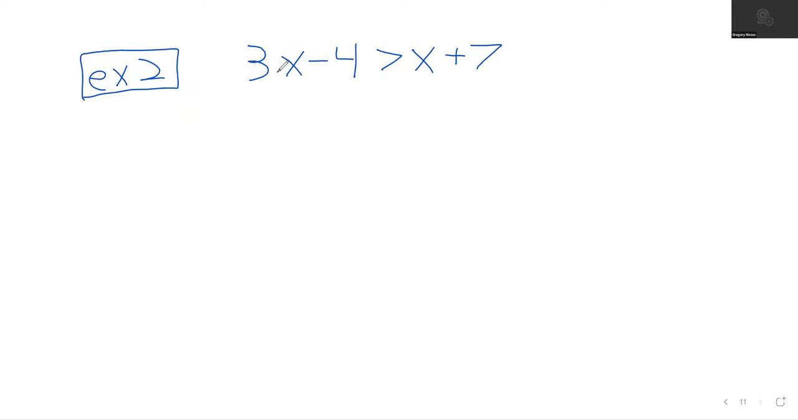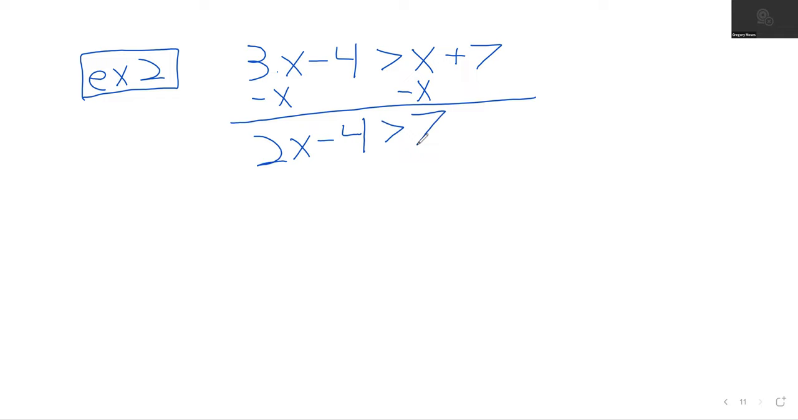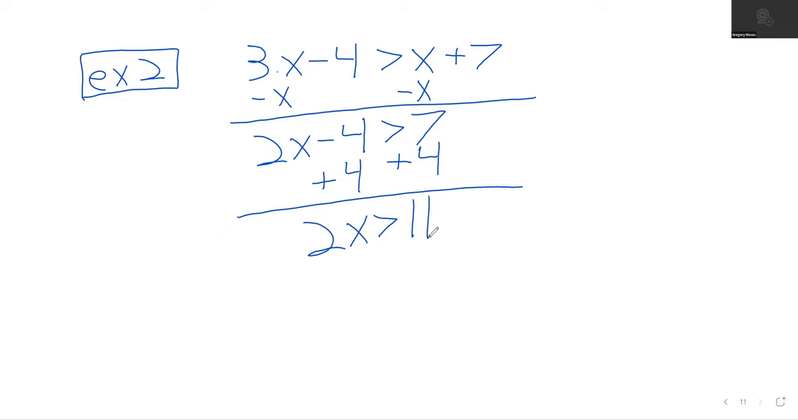But it might be easier to subtract the x's over to the left. And then we'll get a positive 2x is greater than 7. If we've decided the x's go on the left, the constants have to go on the right. Two x is greater than 11.